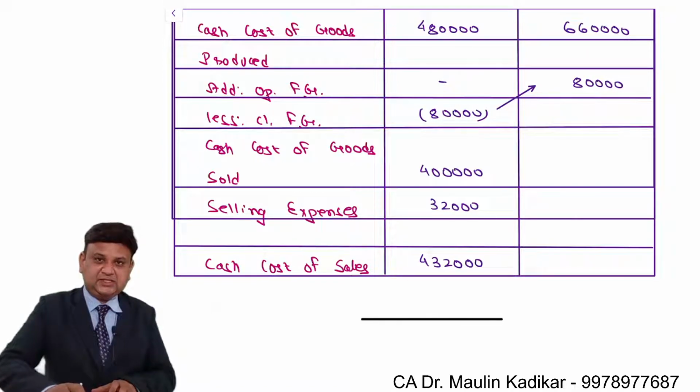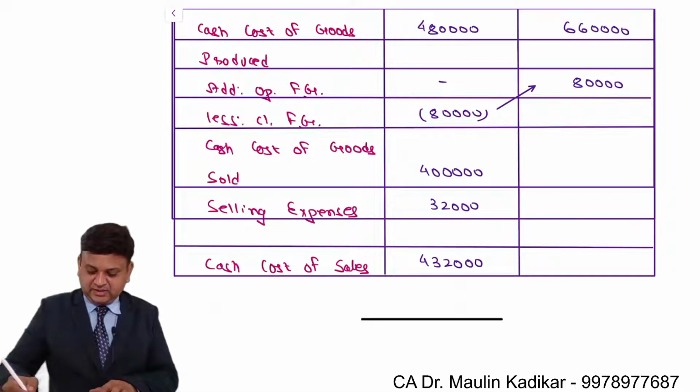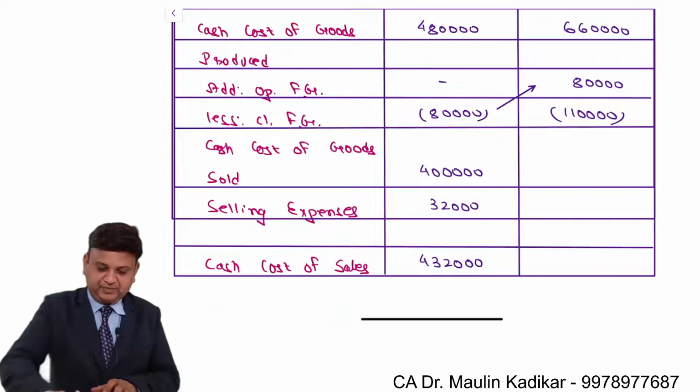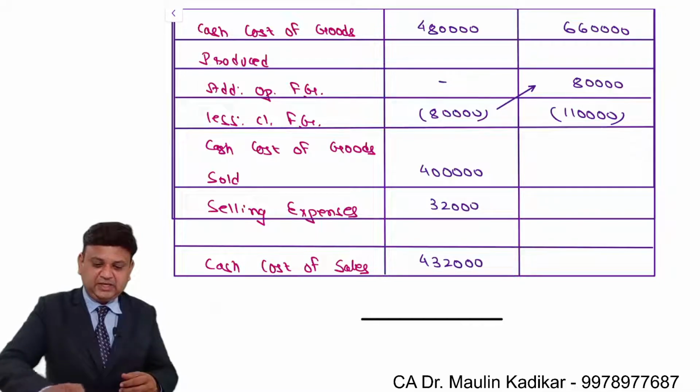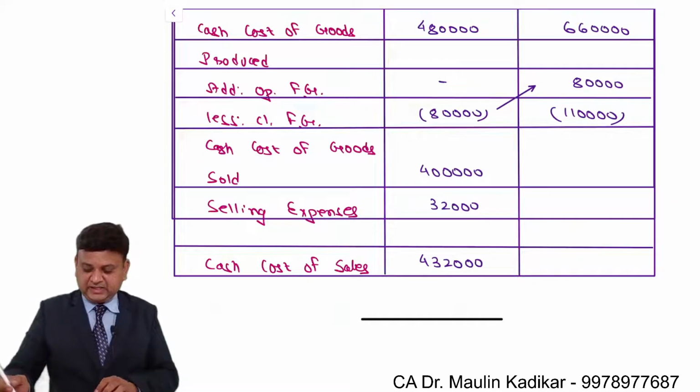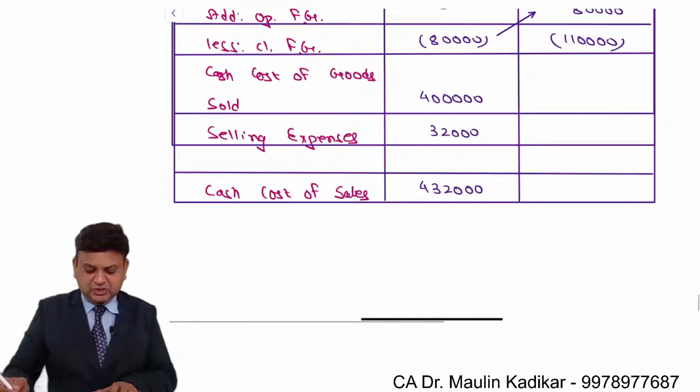Closing stock will be 6,60,000 divided by 9,000 into 1,500. It comes to 1,10,000. Then 660 plus 80 minus 1,10,000. So the cash cost of the goods sold is 6,30,000.